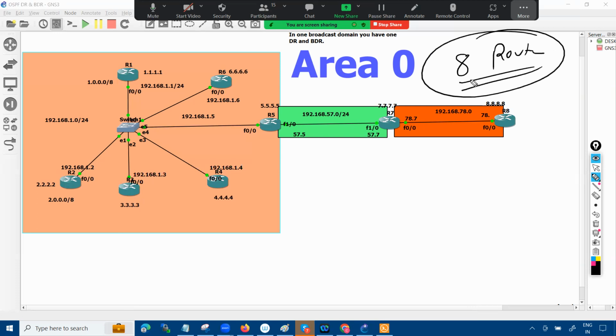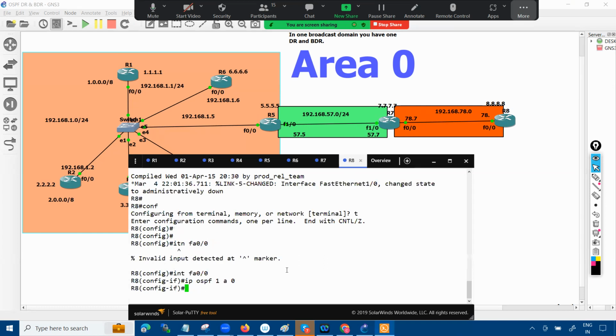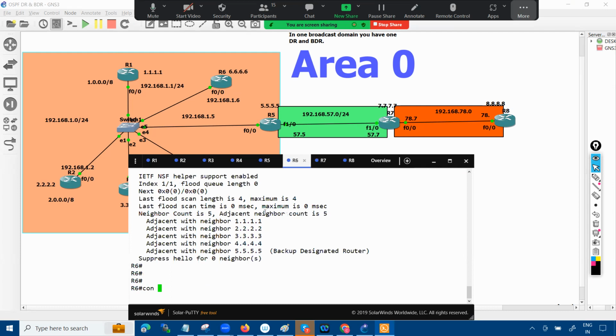Now see the beauty part. It's not possible in the case of EIGRP. EIGRP works on routing by rumor. So in EIGRP, what happens? You only have detailed information about the neighbor. R5 only has detailed information about R7. R5 could not have detailed information on R8. But in the OSPF protocol, let me see whether the neighborship came up or not. It came up. R7 came up, and R6, R5.